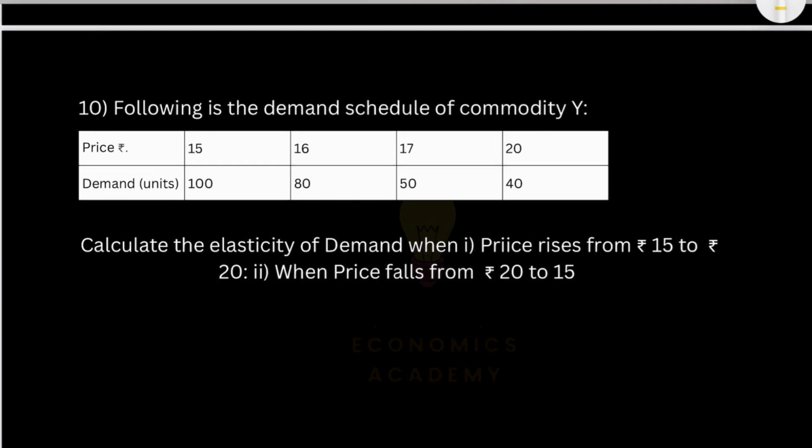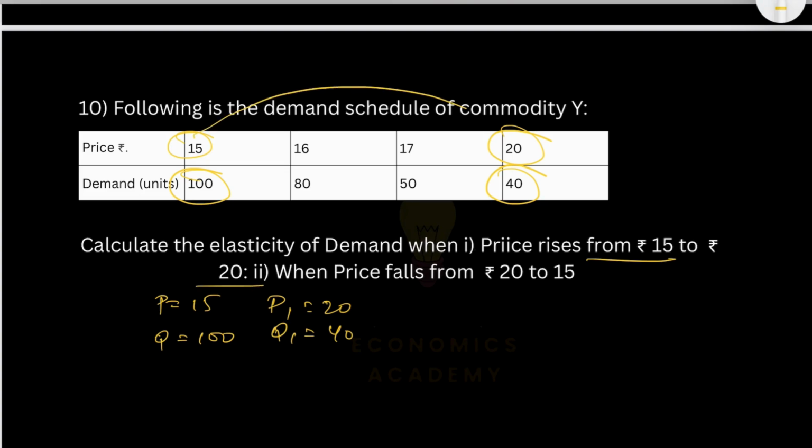Following is the demand schedule of commodity Y. Calculate the elasticity of demand when price rises from 15 to 20. So first is 15 to 20. That time the quantity has changed from 100 to 40. So P is 15, Q is 100, P1 is 20, and Q1 is 40. Because the price has risen from 15 to 20, we are dealing with these two changes.